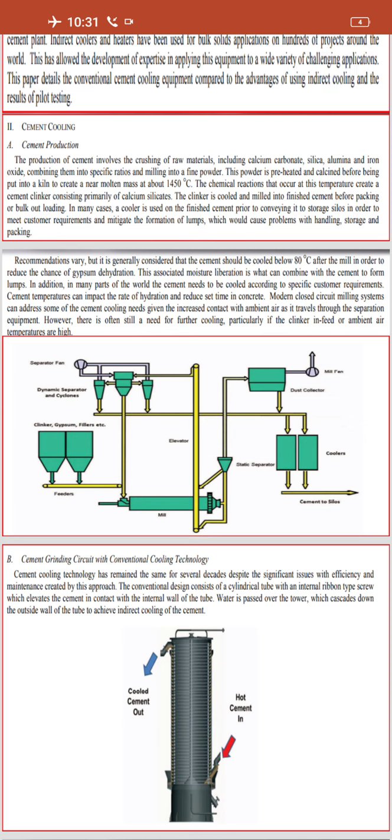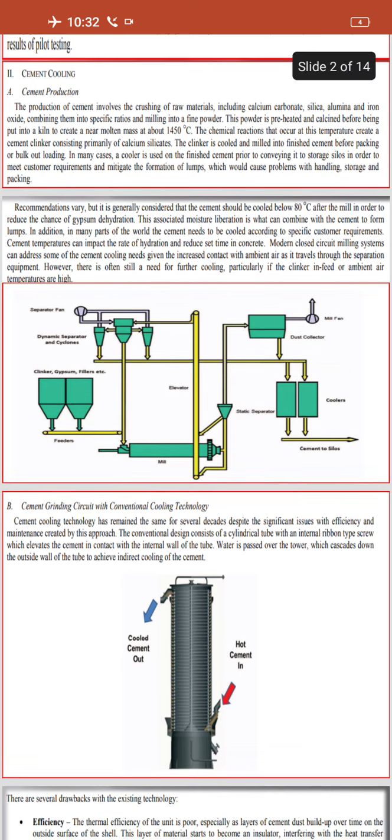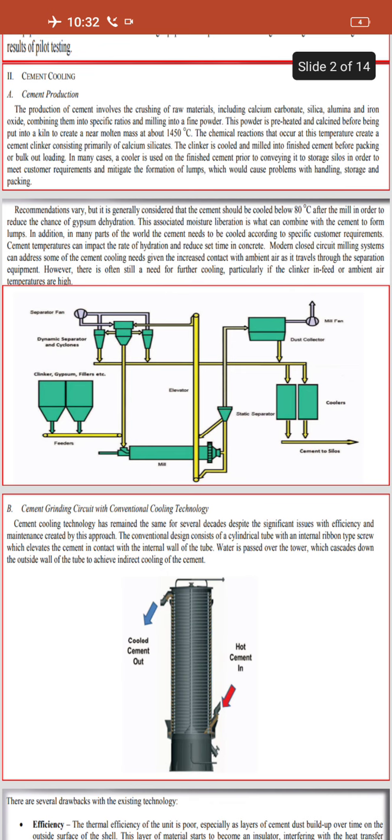The production of cement involves the crushing of raw materials including calcium carbonate, silica, aluminum and iron oxide, combining them into specific ratios and milling into a fine powder. This powder is preheated and calcined before being put into a kiln to create a near molten mass at 1400-1500 degrees Celsius. The chemical reactions that occur at this temperature create a cement clinker consisting primarily of calcium silicates. The clinker is cooled and milled into a finished cement before packing or bulk outloading.